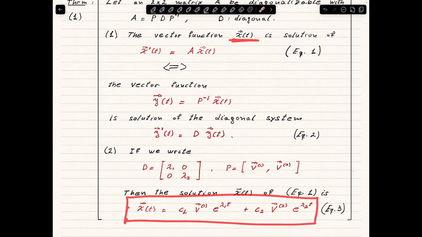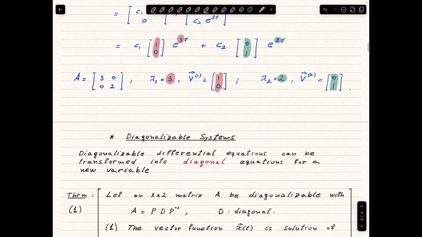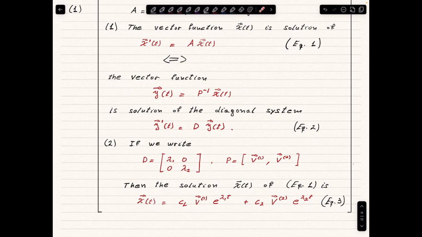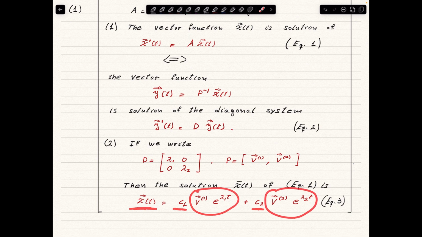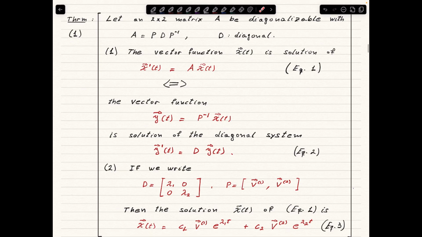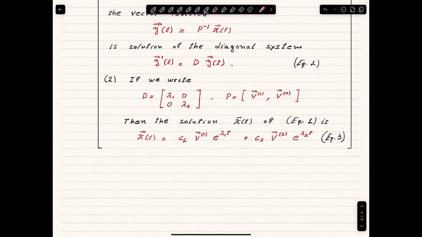which is identical to the type of solutions that we had before for the diagonal equation. It is also true for diagonalizable equations. So the solution x is a linear combination of two functions, and these functions are constructed with the eigenvector of the matrix times the exponential of the corresponding eigenvalue times t, and the same here: eigenvector times the exponential of its eigenvalue times t. So this is our main result, and now we are going to prove it in general, and then we are going to solve a couple of examples. So this is the plan.